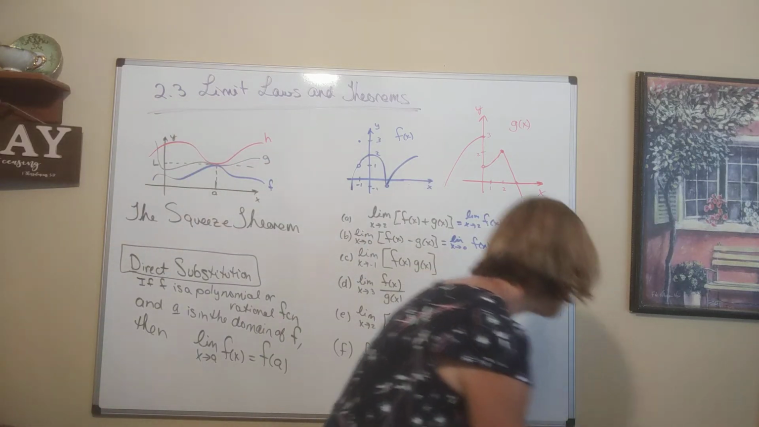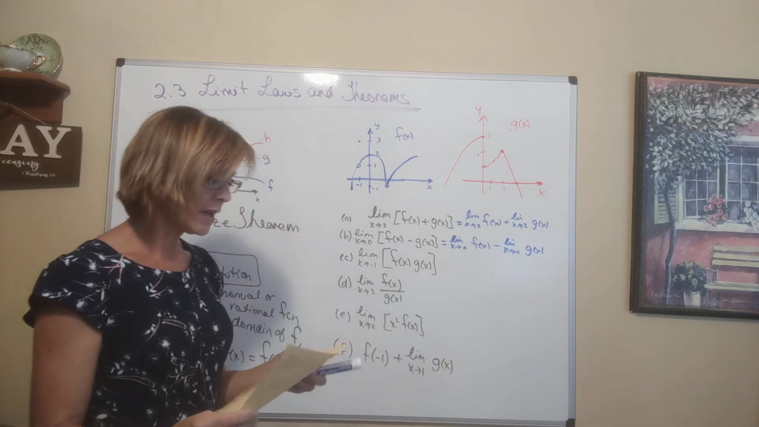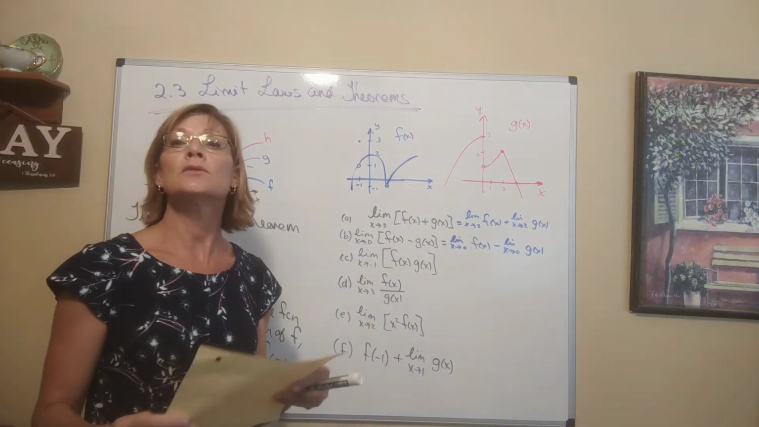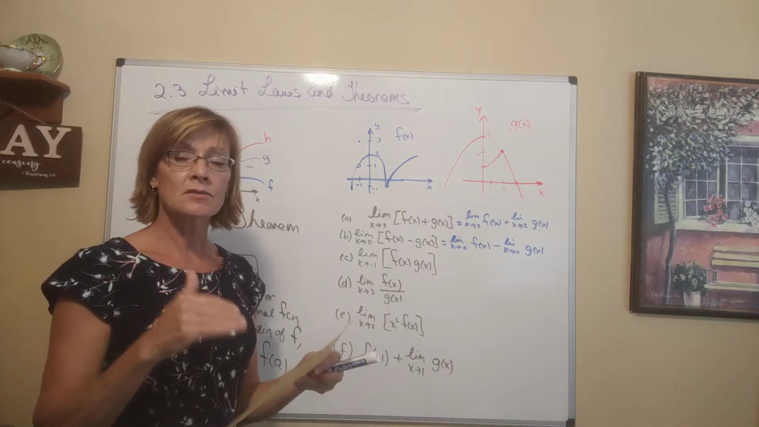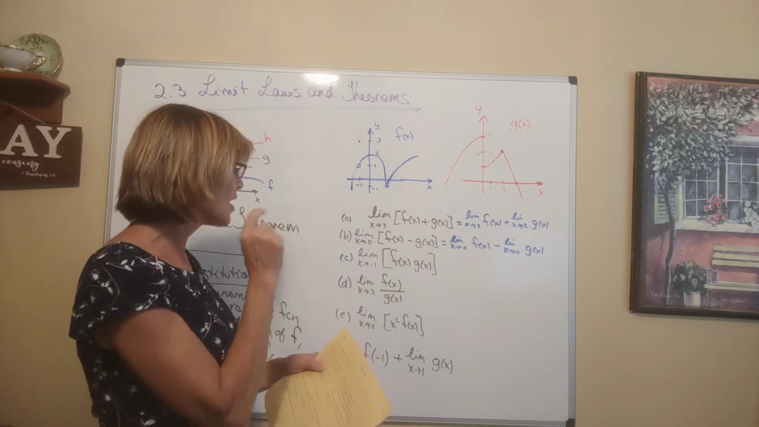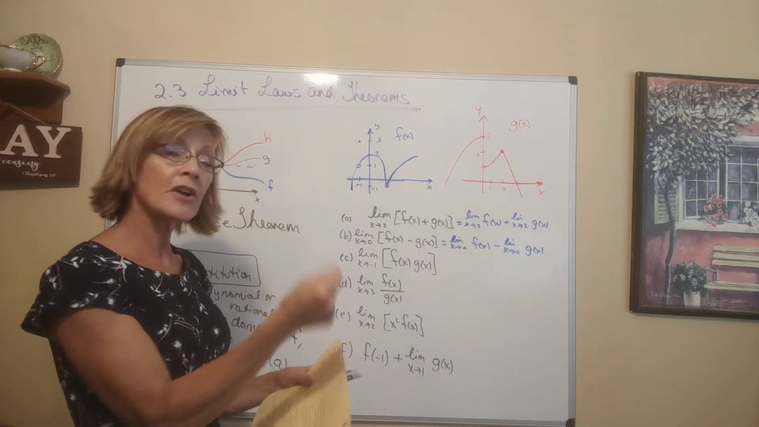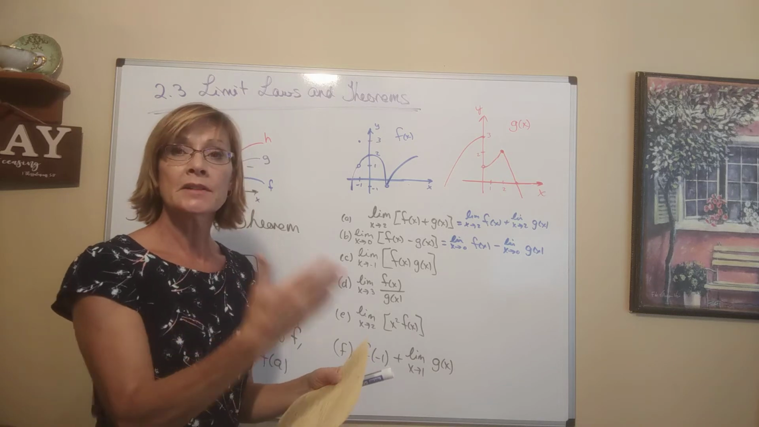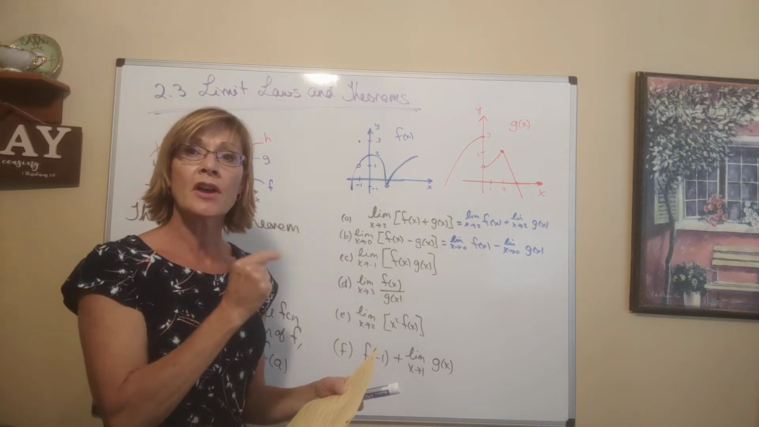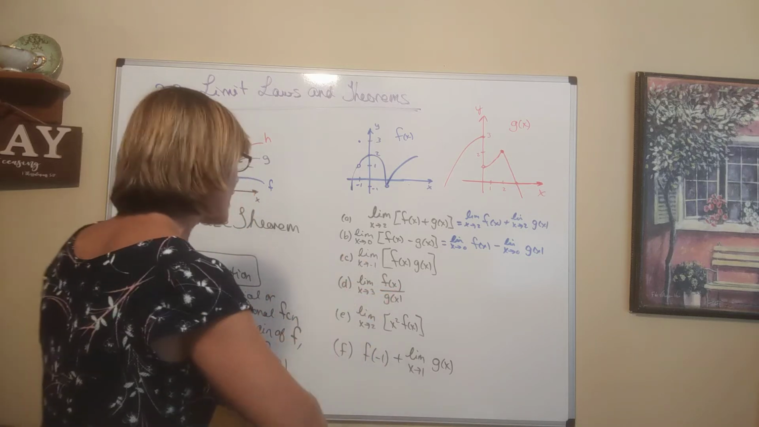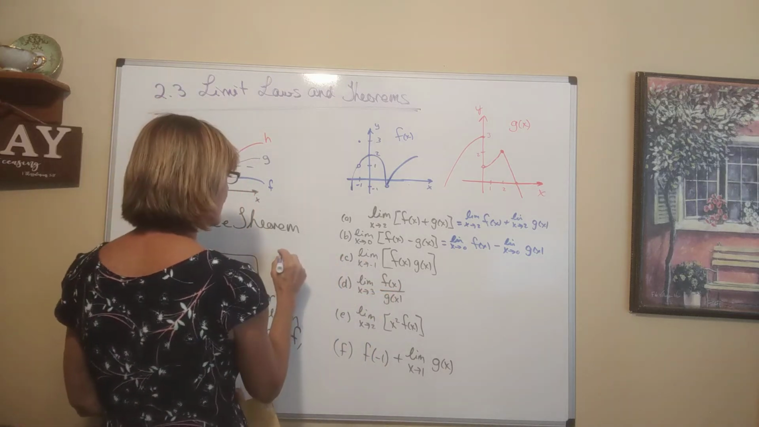Then we have another law that says the limit as x goes to a of c times f of x is equal to c times the limit as x goes to a of f of x. That, number 3, basically means that if you have a constant, a real number, multiplied times a function, you can just move that constant in front, multiply that, and then take the limit of the function.